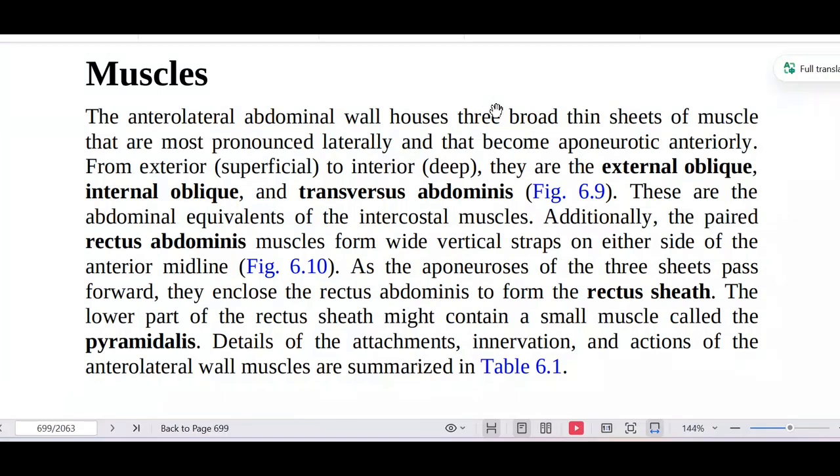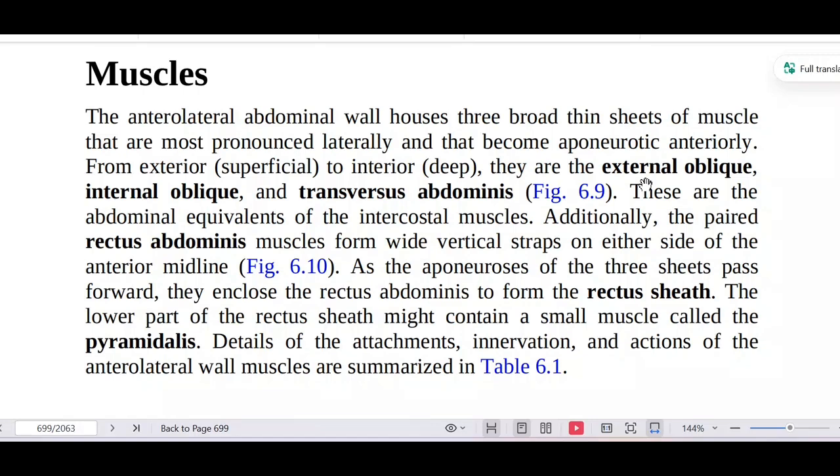Now what is basically the arrangement of these three layers? Superficially we are going to have the external oblique, then we are going to have the internal oblique, and then deep to the internal oblique we are going to have the transversus abdominis muscle. Now the arrangement of these three muscles is equivalent to, or in correspondence with, the arrangement of the intercostal muscles. In the same way we have the external intercostal, internal intercostal. So in that same way we also have the external oblique, internal oblique and transversus abdominis.